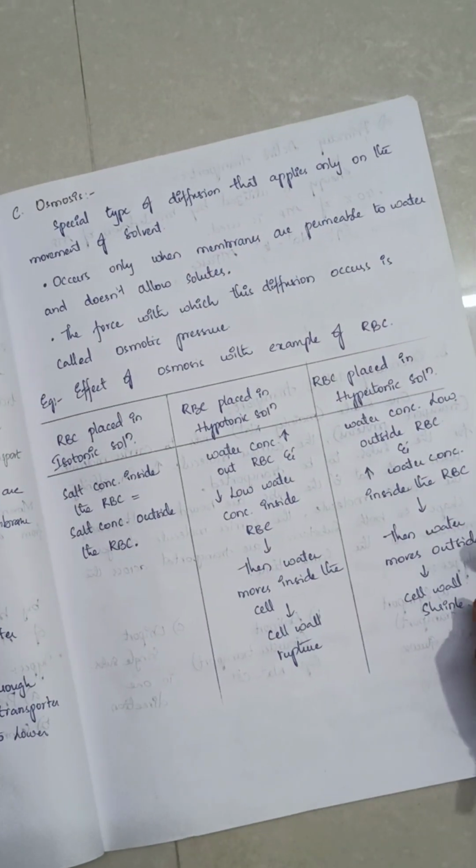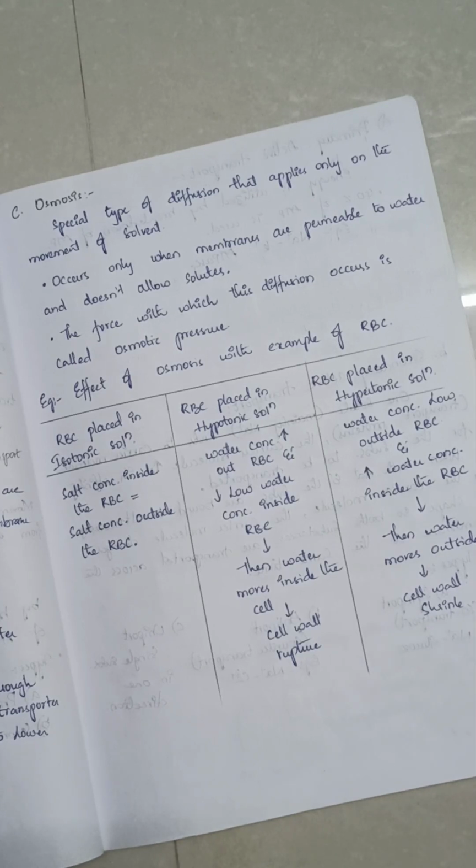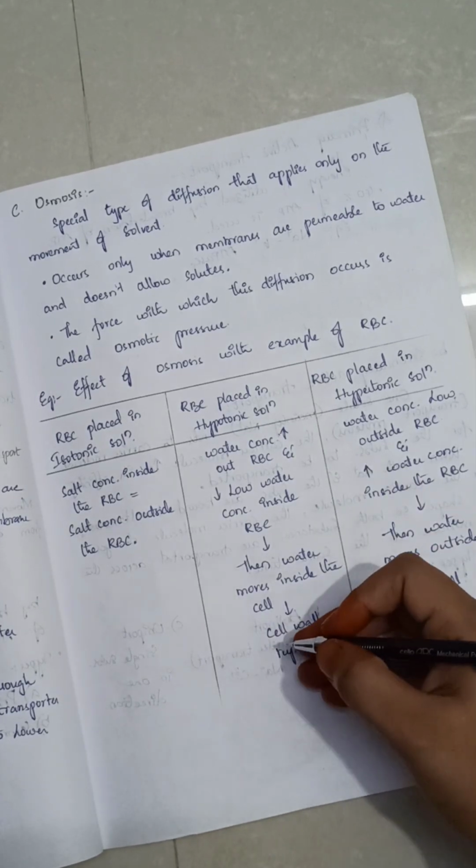Osmosis only occurs when a semi-permeable membrane only allows water to transport.